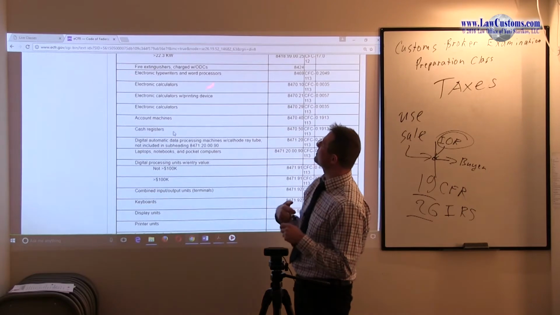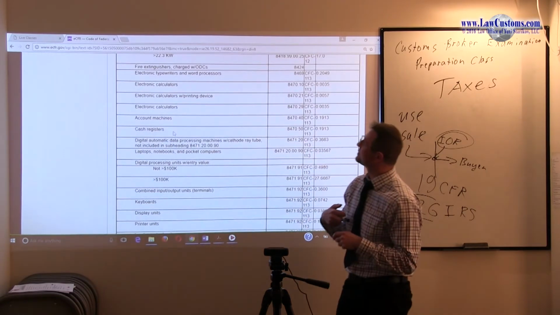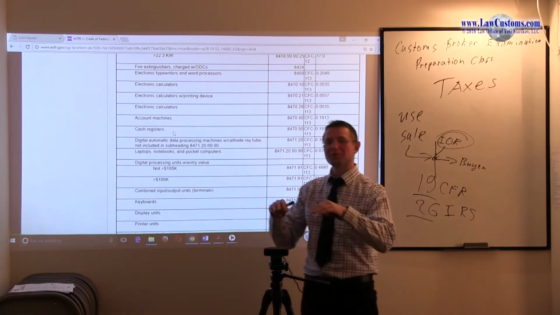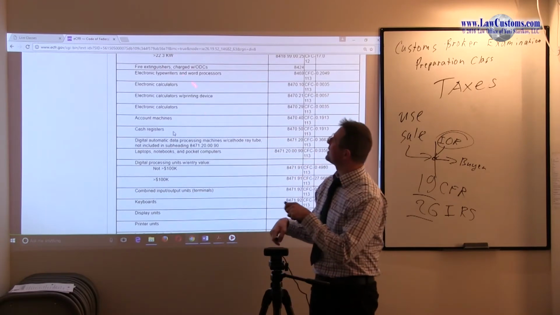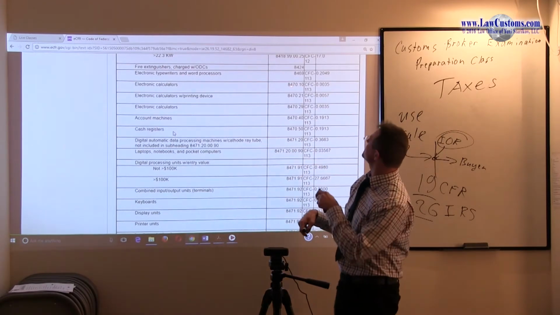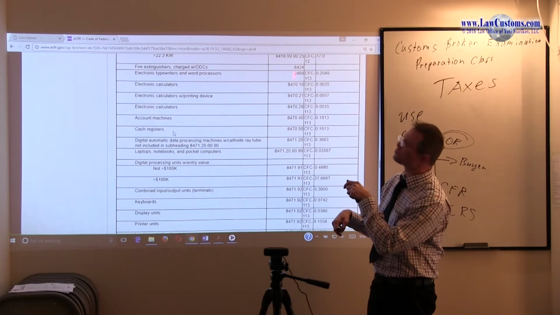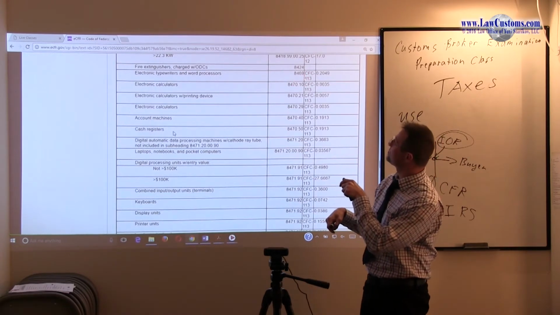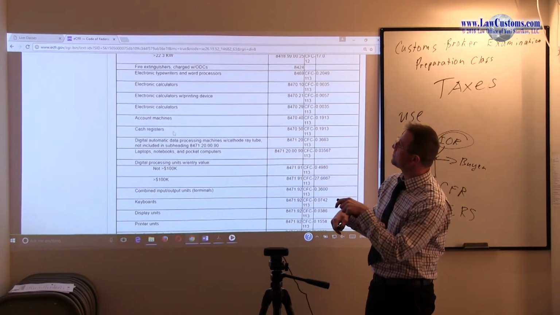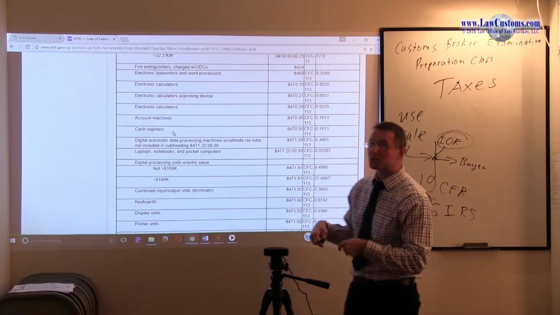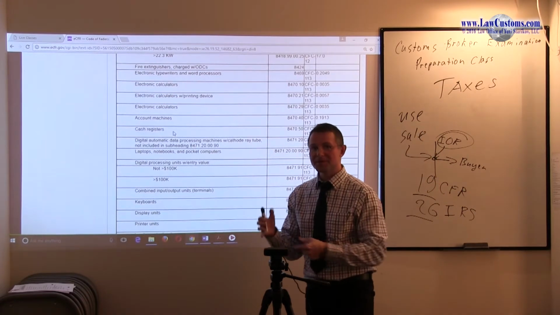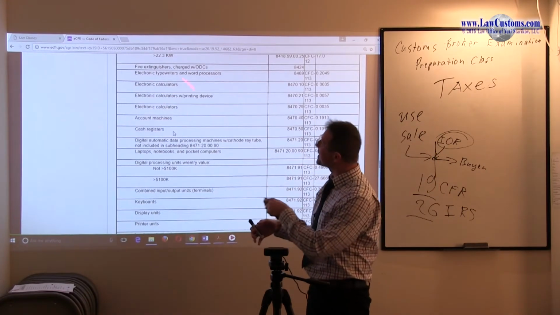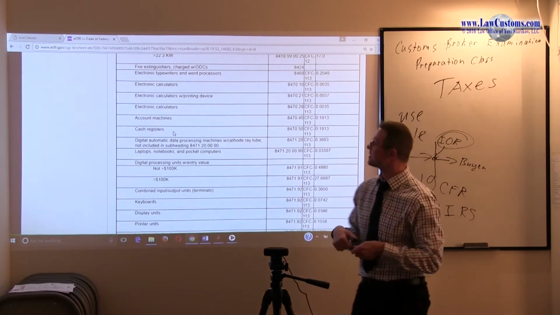Those are not... there are mechanical ones, right? But electronic typewriter and word processor under this one, this would not be the computer. Computer would be in a different category. But take a look at this one: electronic calculators. So the stuff that you use to calculate can be subject to ozone depleting tax, right?